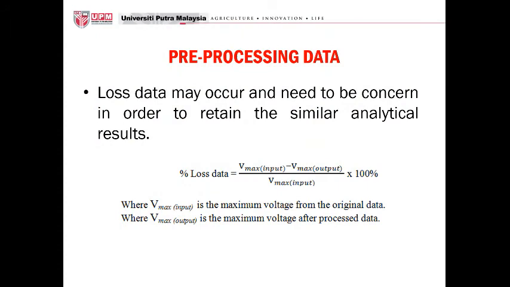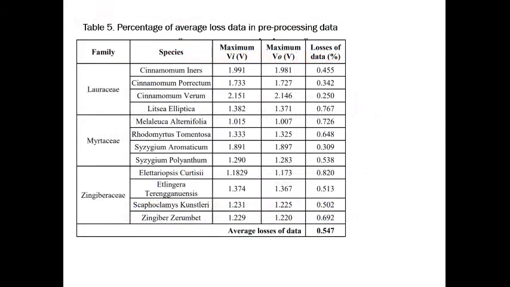After doing all the pre-processing of the data, next we need to calculate the loss data, because we need to know whether the new data set is reliable to be used in the further process of the analysis. From the calculation, we can see in the table that the average loss data is very small, only 0.547 from the raw data. So this data is reliable to be used for the next process.